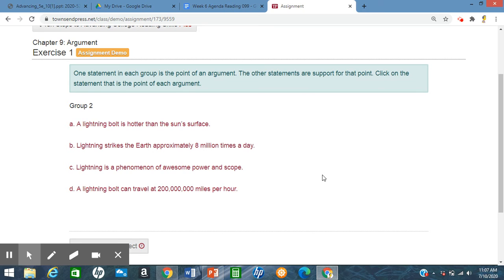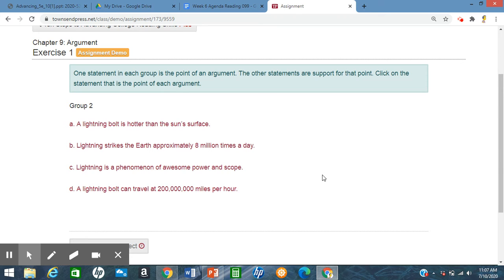So on here, we know our topic is lightning. So the argument is going to be something about lightning. Now, remember, arguments are going to be more specific. They give more statistics. And if you look at A, B, and D, they all have some kind of statistic, a fact. A, for example, is saying that a lightning bolt is hotter than the sun's surface. So it's comparing, and we can prove that by looking it up.